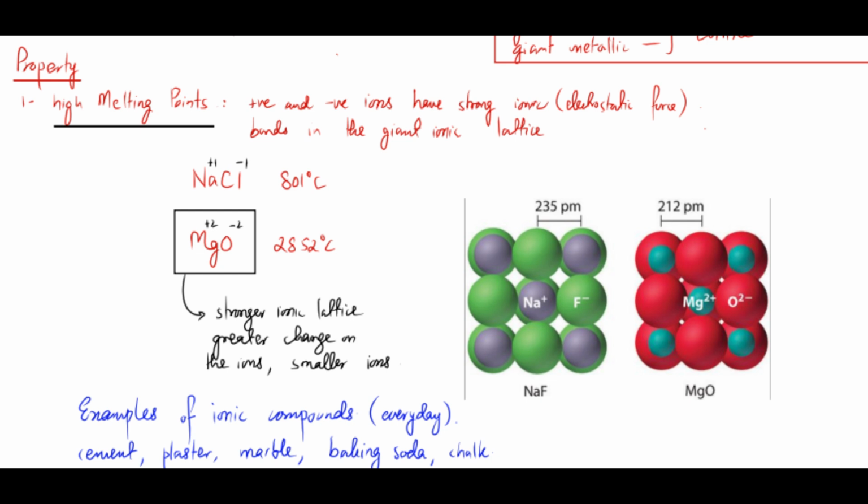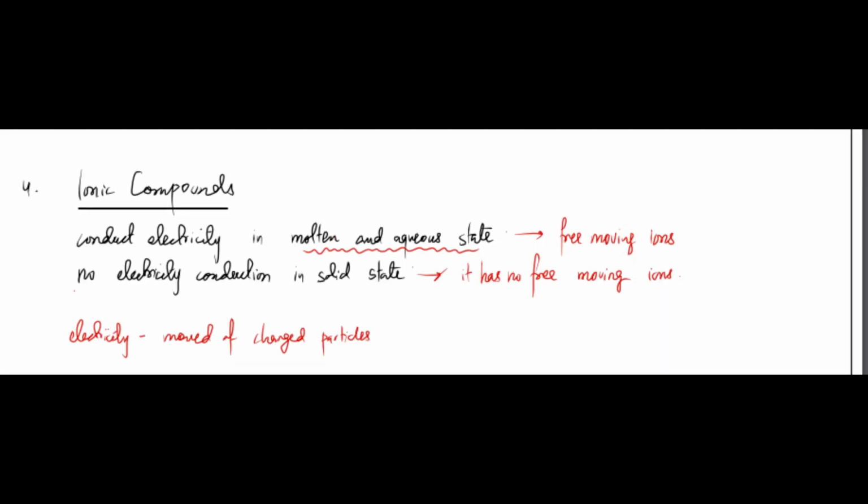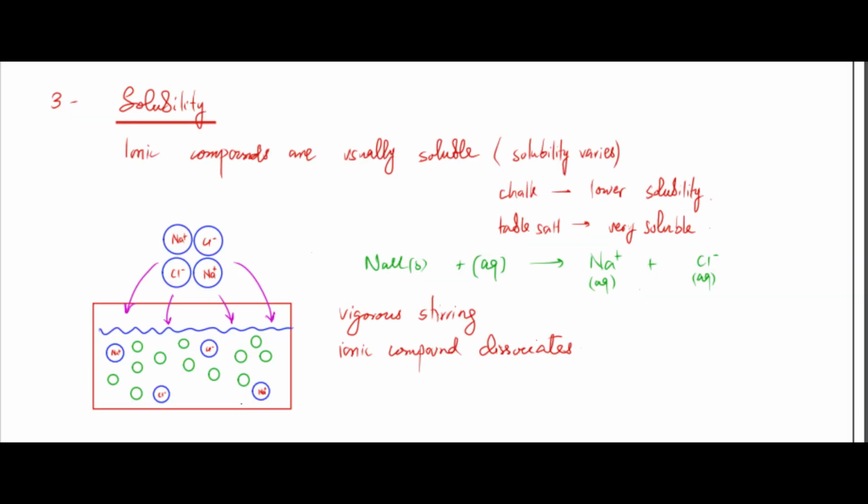The second property is that they are good conductors of heat and electricity. But before that, let's discuss their solubility. Ionic compounds, as they are made up of ions, have charges, and water is a polar solvent. So ionic compounds are easily soluble in polar solvents like water.